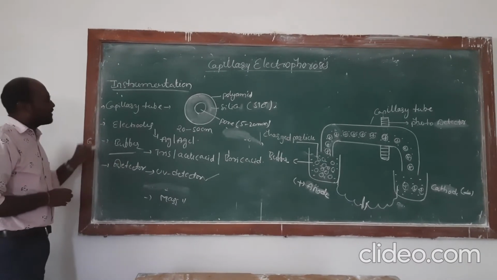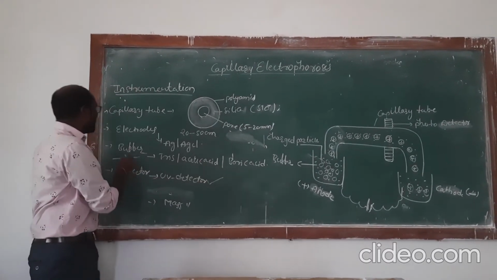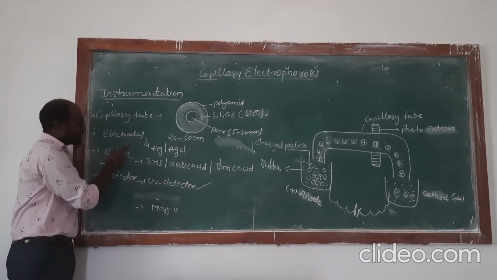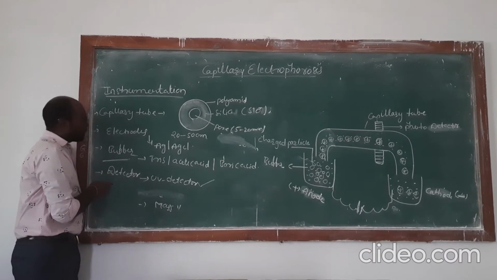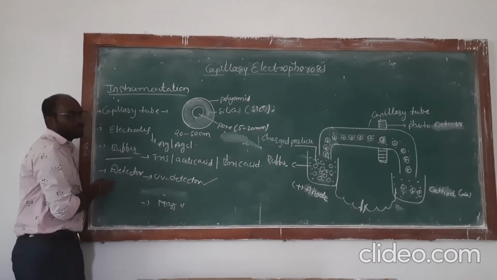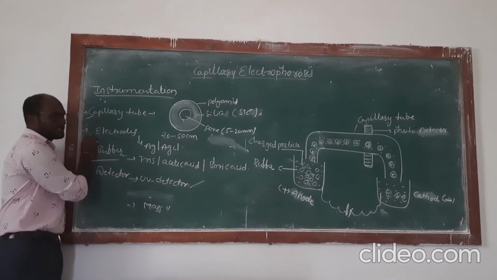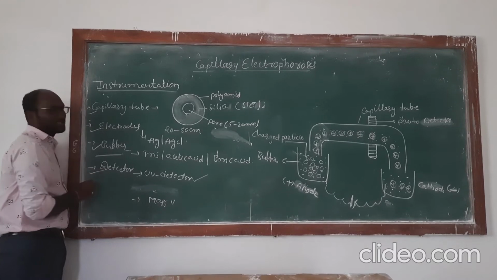In capillary electrophoresis, the instrumentation first contains a capillary tube, and it contains electrodes. These electrodes are dipped into buffer solutions, and there are detectors. These are the four important parts required to perform capillary electrophoresis. The first is the capillary tube, the second is the electrodes, the third is the buffer, and the fourth is the detector.